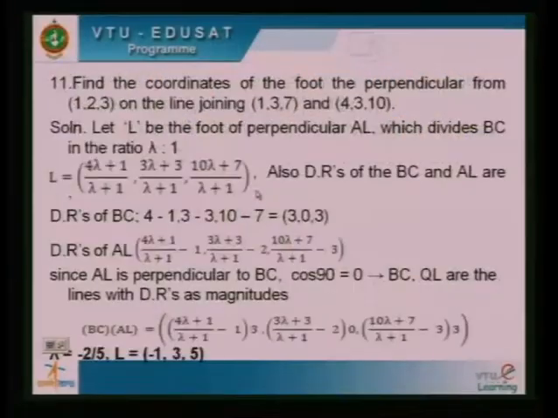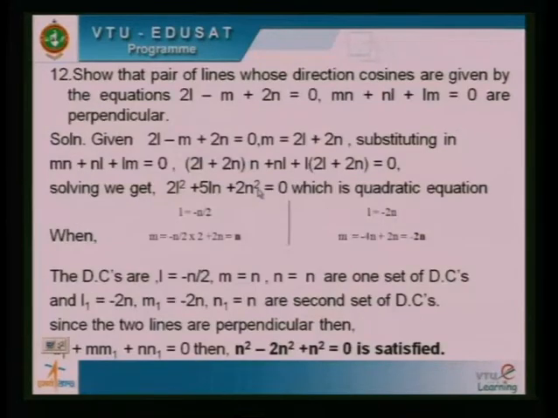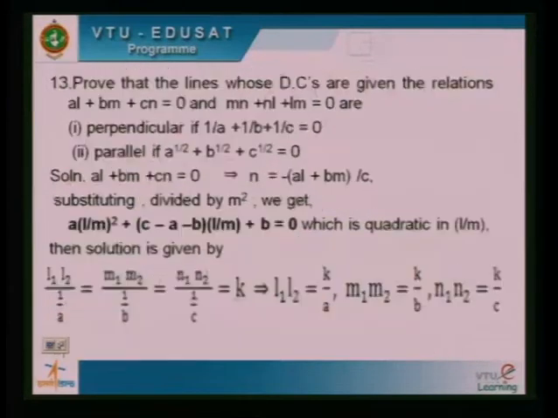Among that, the next problem: the parameters or the direction cosines l, m, n are included in the form of relations. Then the next problem will be a condition for perpendicular, a condition for parallel. These are the conditions which we have to derive. All these things today I shall discuss.